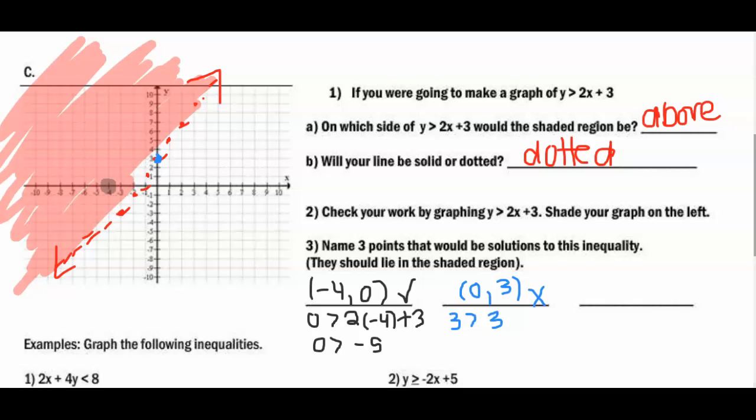And then a point not in the shaded region, which also should not work. We want this point to be false. Is 2, 0. And is 0 bigger than 7? No, it's false. We wanted it to be. It's outside or below the shaded region. So where I have X's and where I have checks match my graph. We are happy.